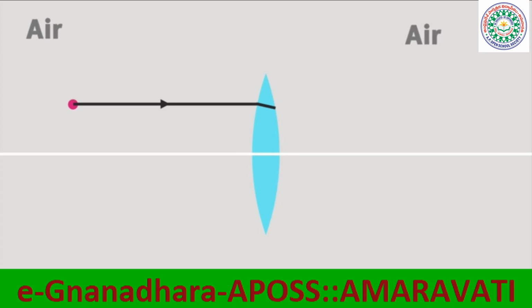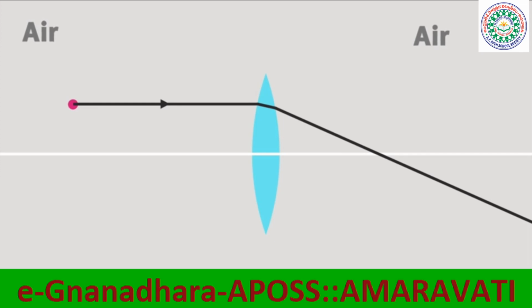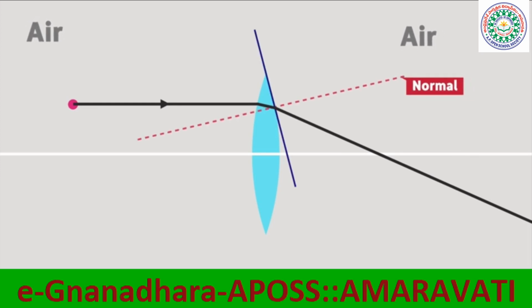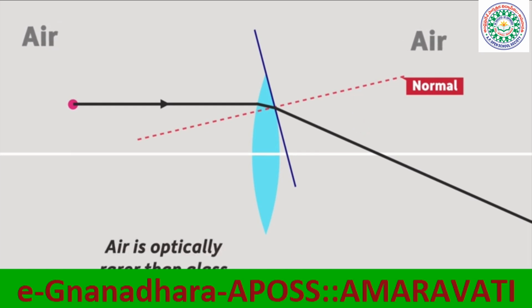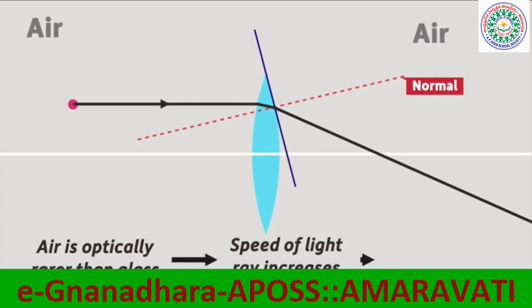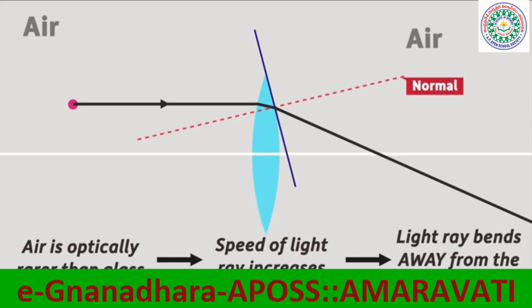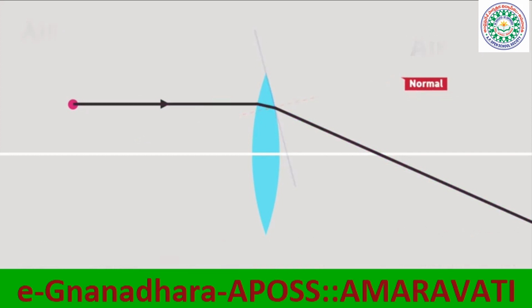Alright, so now what will happen when this refracted ray has reached the other spherical surface of the lens? From there, the ray will be refracted again as it enters another medium, which is air again. You see that this time it bent away from the normal. Can you tell me why? Air is optically rarer than glass, and hence after entering air, speed of the ray increases and it bends away from the normal. And this is how the light ray is refracted by a convex lens.